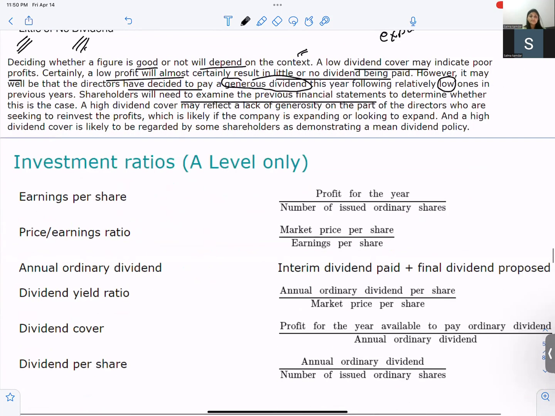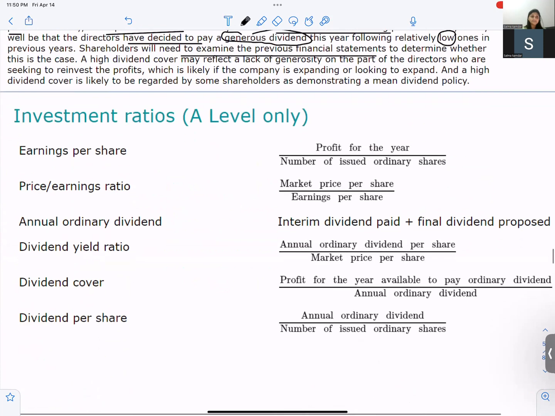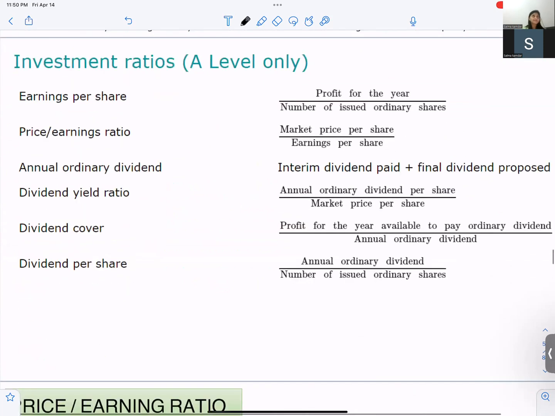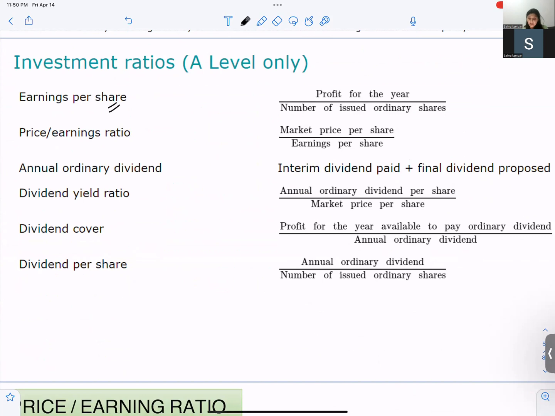So what are the investment ratios that we have learned? Earnings per share. Profit upon the number of shares that you have issued.